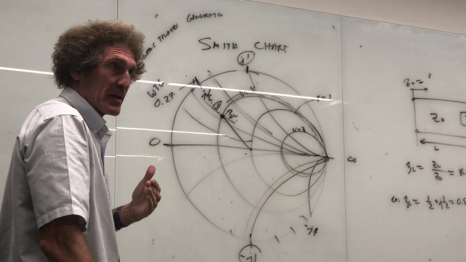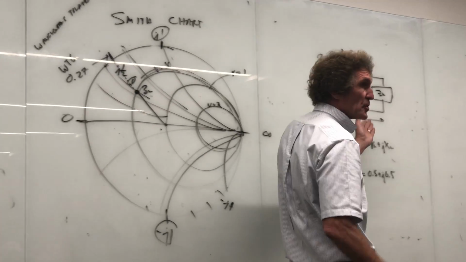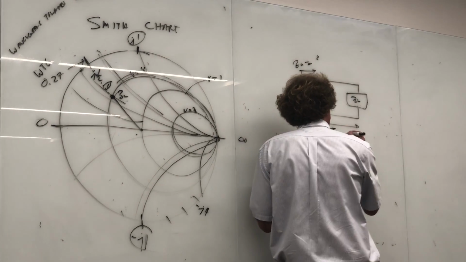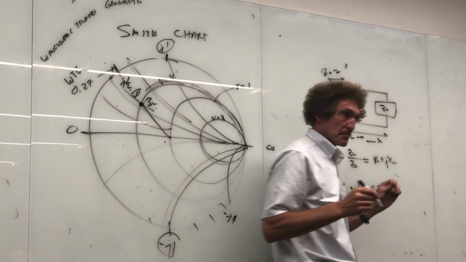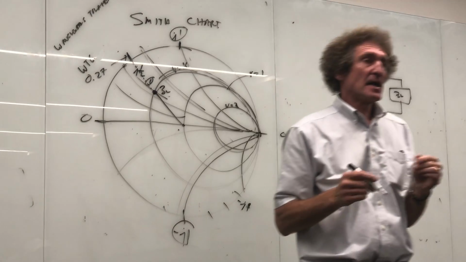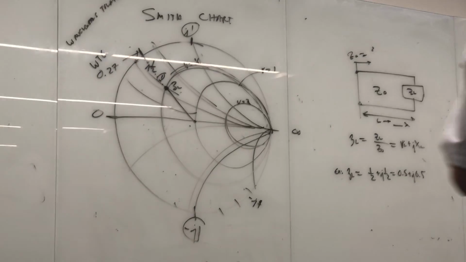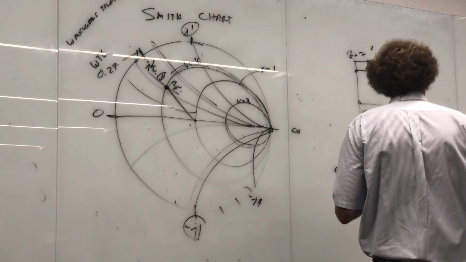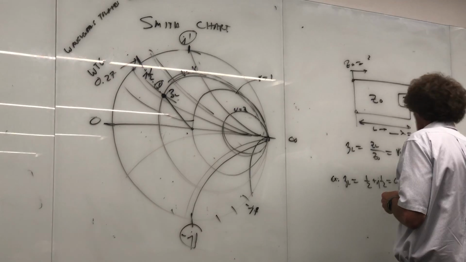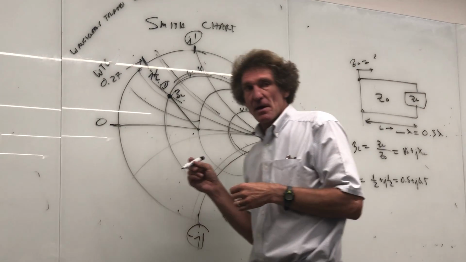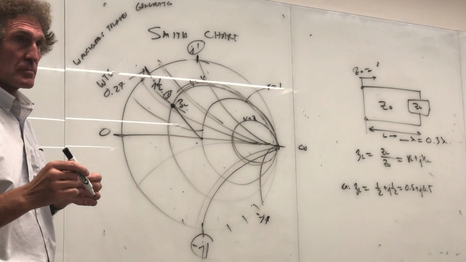Are you with me? Now, if this line is a certain length in meters, you need to turn it into length in wavelengths. You need to see how many wavelengths it is. Let's say, for the sake of argument, this line is 0.3 lambda long. So now, I'm at the load.